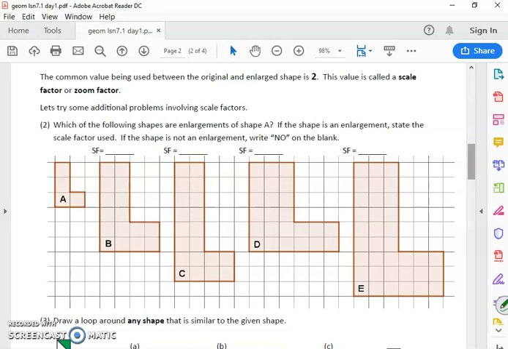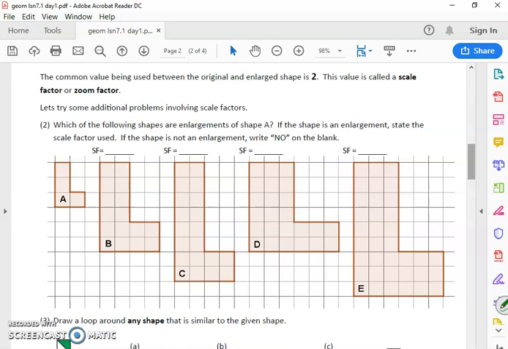When you did factors of numbers like 12, the factors of 12 are 1 and 12, 2 and 6, and 3 and 4, because each pair of numbers when multiplied together equals 12. So factors implies the multiplication problem. So they're asking you problem number 2, which of the following shapes are enlargements of shape A? If the shape is an enlargement, state the scale factor.